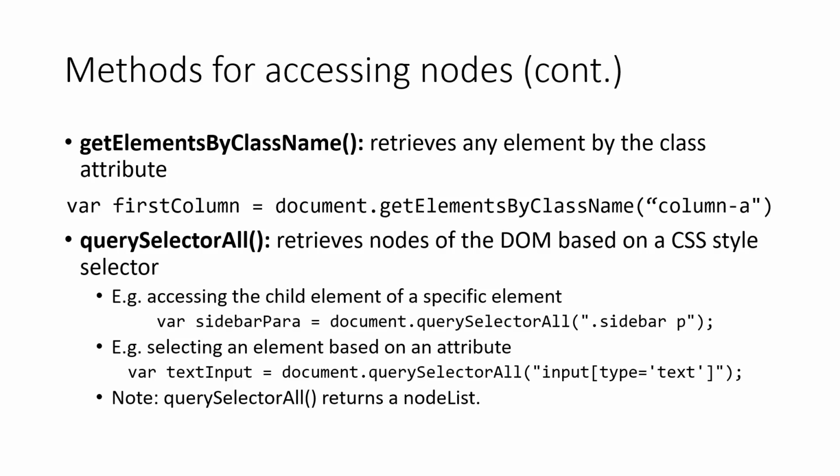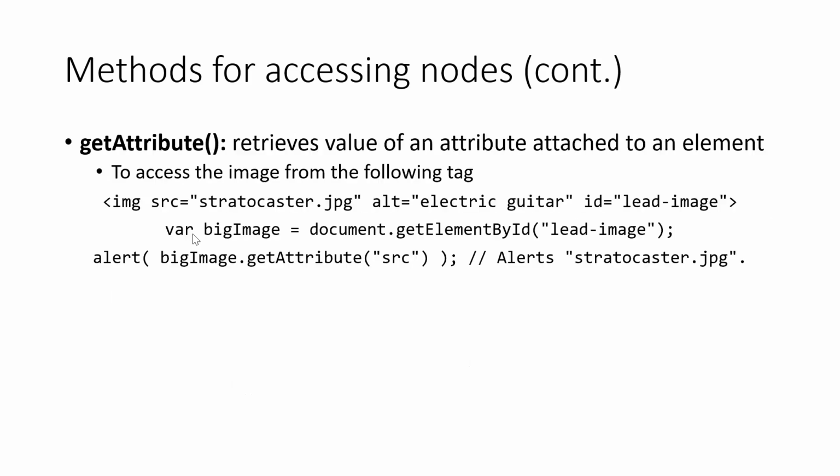Then the second example, selecting an element based on an attribute. So we have a text input, document.querySelectorAll. We say input and we check the attribute type text, right? So querySelectorAll will return a node list.